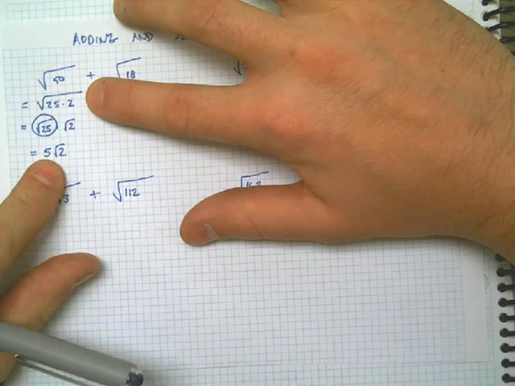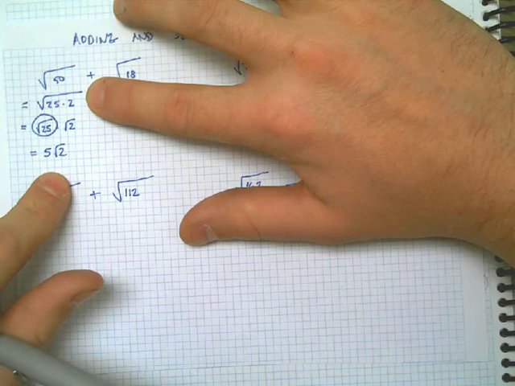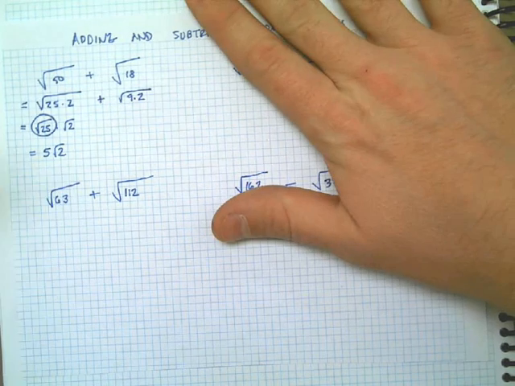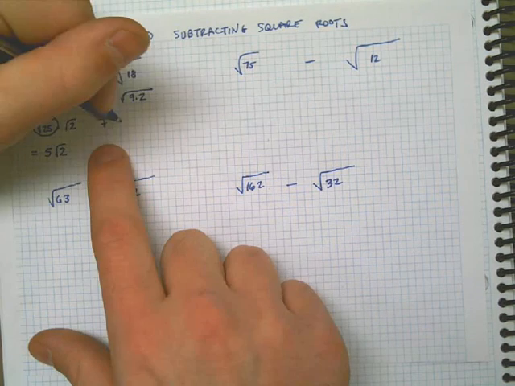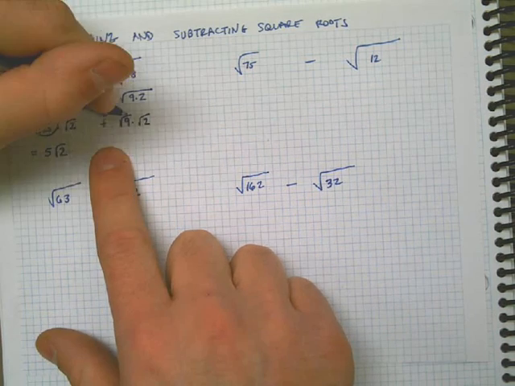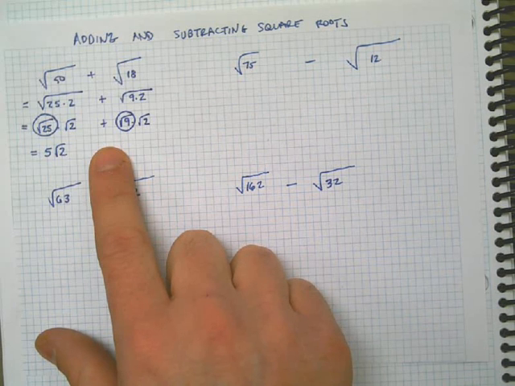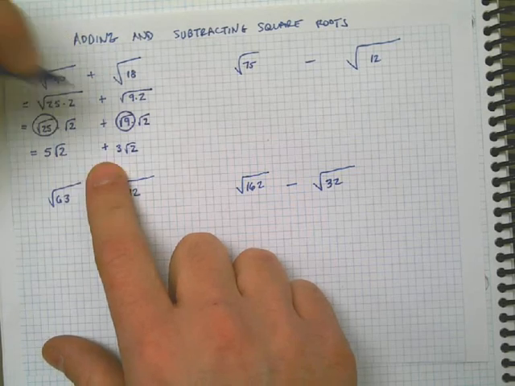Okay? This is 5 times the square root of 2. That's the square root of 50 simplified. Now let's go and work with the 18. Instead of having the square root of 9 times 2, I'm going to write that as the square root of 9 times the square root of 2. I can do that, and the reason that's important is that I know the square root of 9 is 3. So I really have 3 square roots of 2 over here.